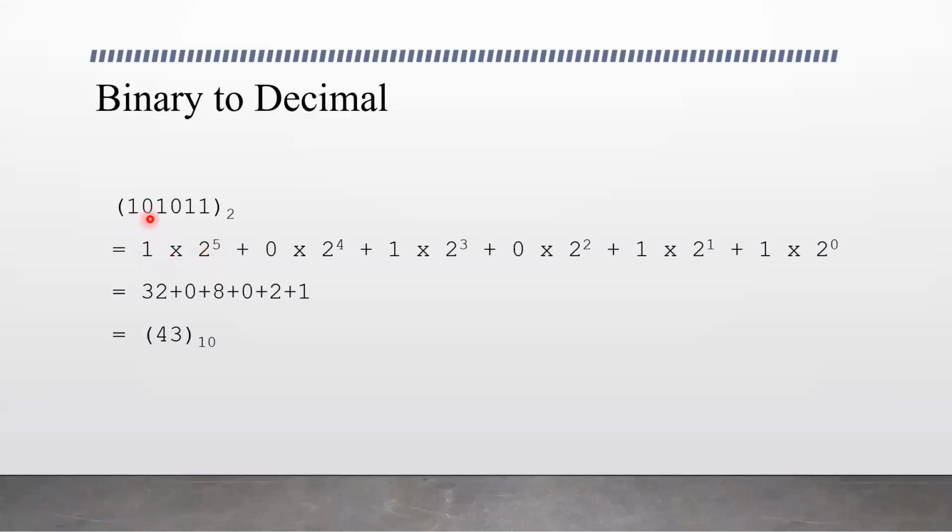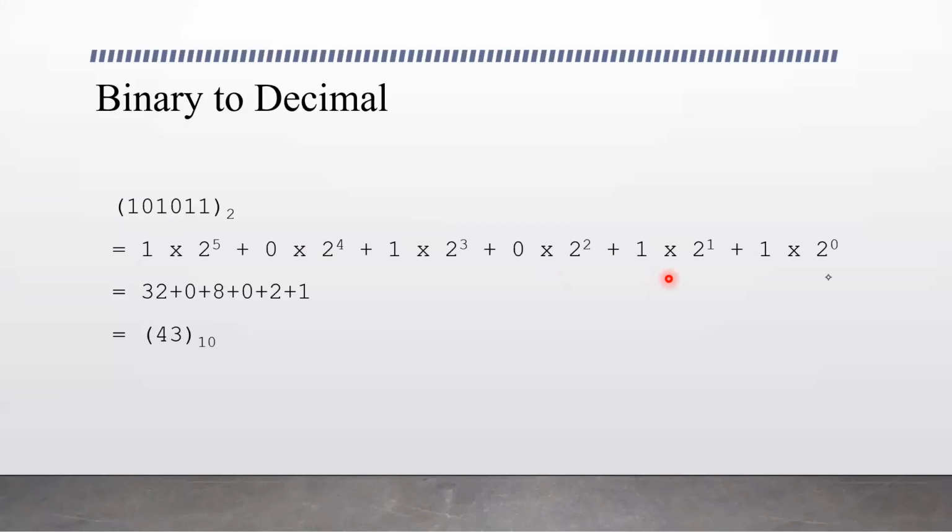And the second number is 0. So 0 into 2 power 4 plus. Third digit is 1 here. So 1 into 2 power 3 plus 0 into, the fourth digit is 0, 0 into 2 power 2 plus 1 into 2 power 1 plus 1 into 2 power 0.